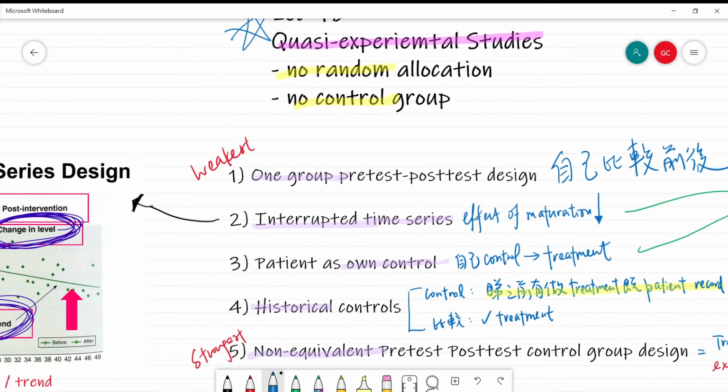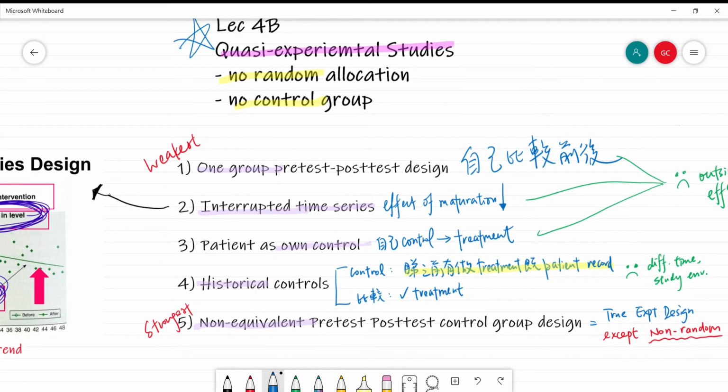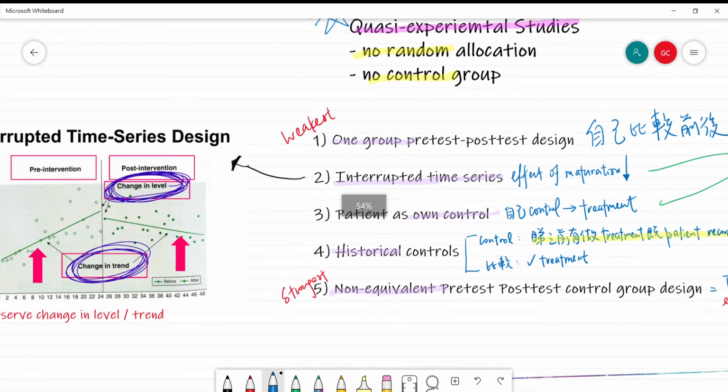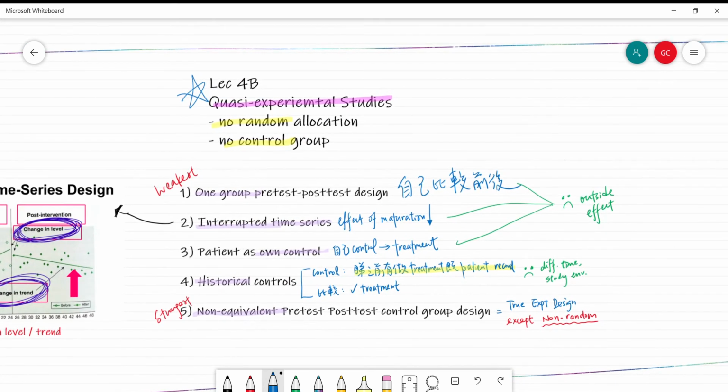So here are examples of different quasi-experimental studies, and here I list 5 of them. The first one, which is also the weakest one, is the one group pretest-posttest design. As I've written here in Chinese, that means there's only one group, and we should compare the results of the sample before and after the treatment.